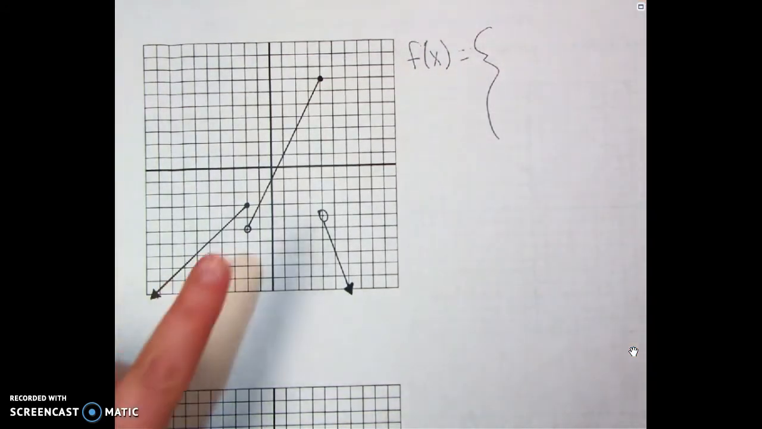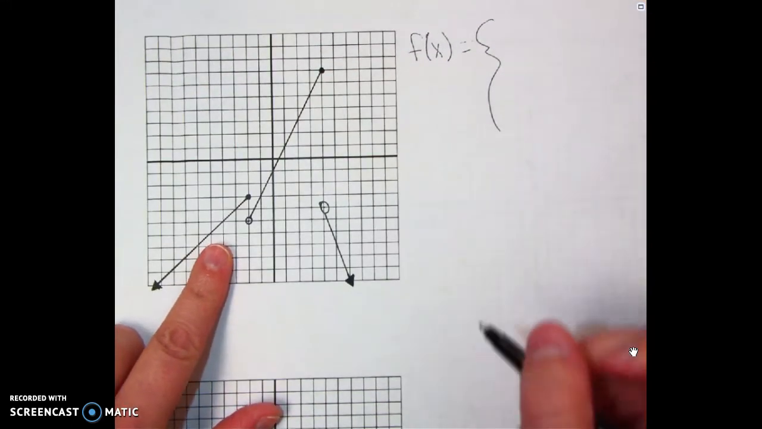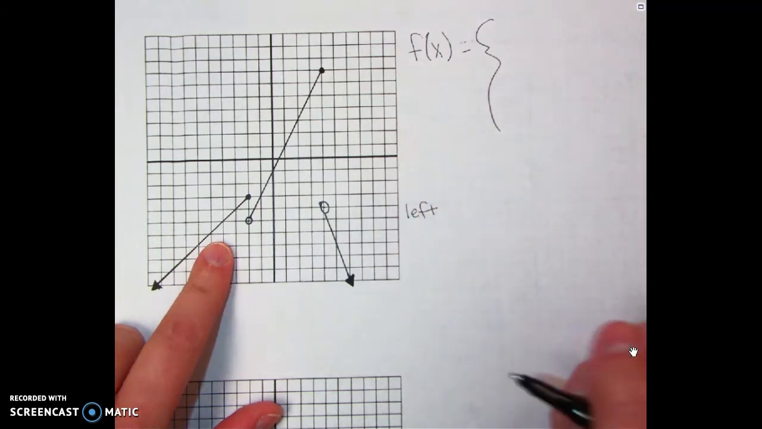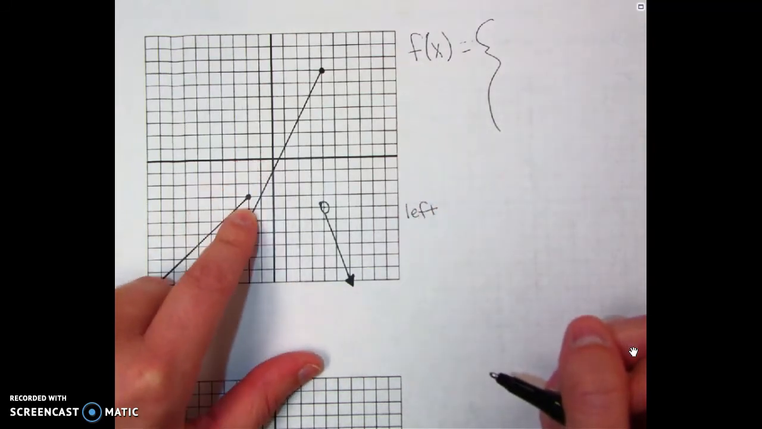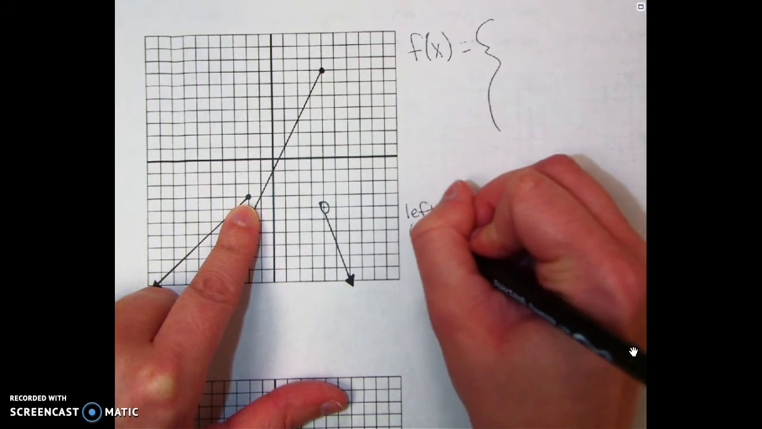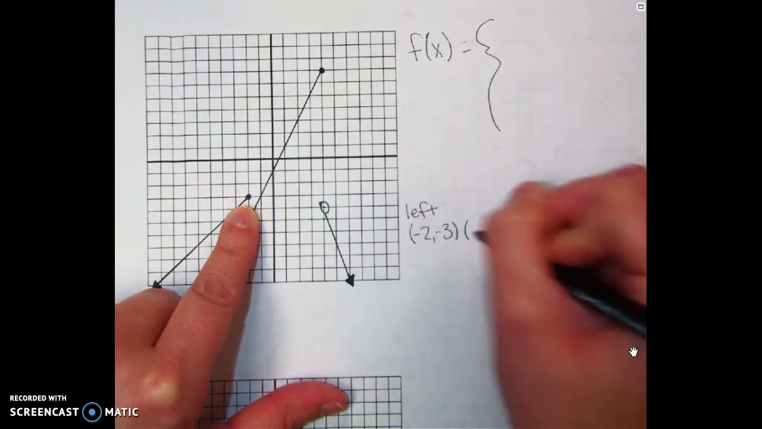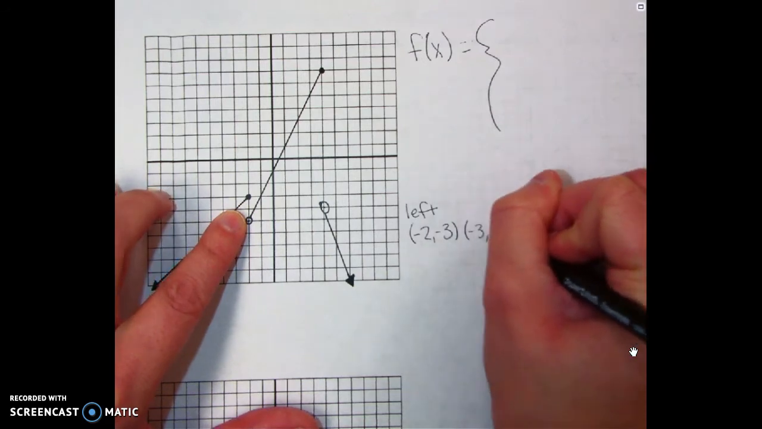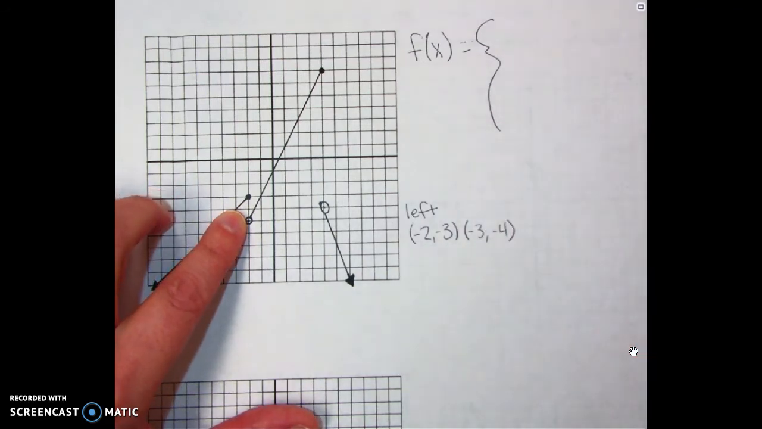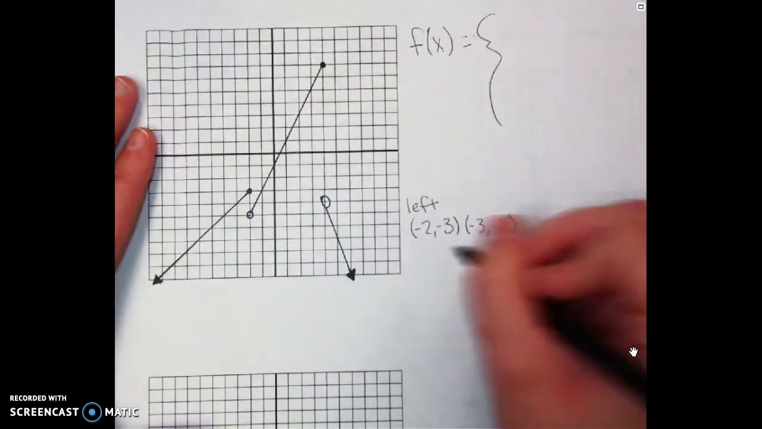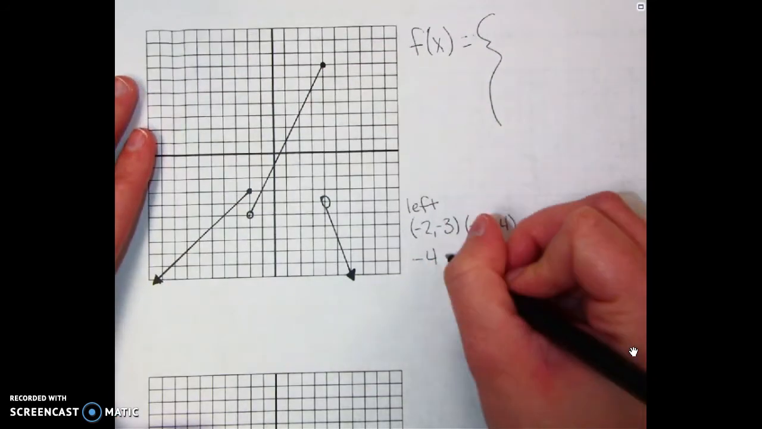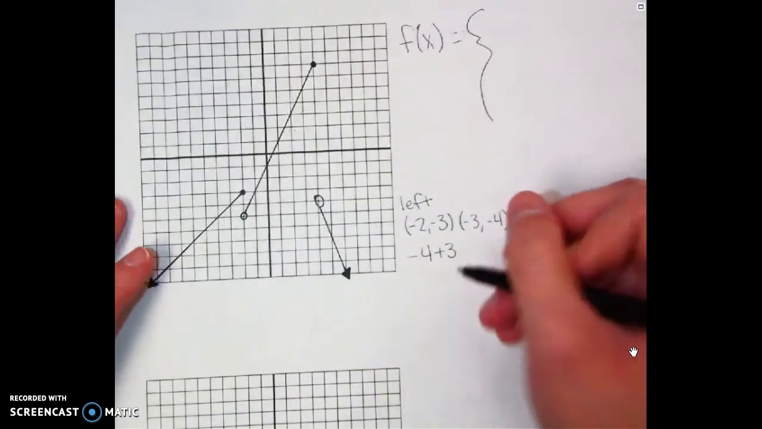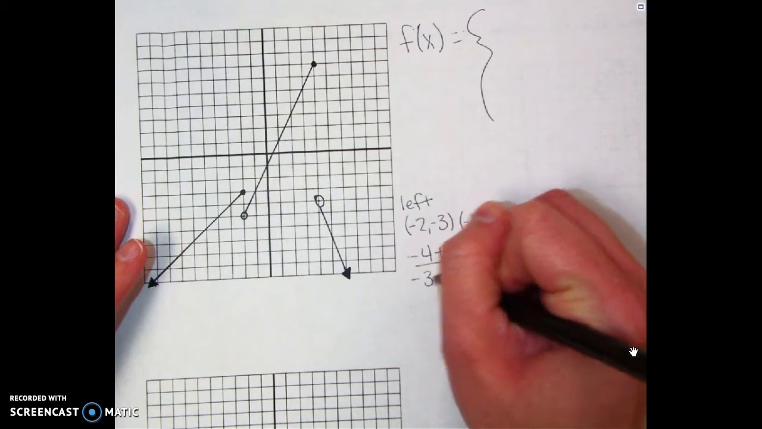Okay, one on the left. I'm going to find the slope again. I'm going to use the points negative 2, negative 3, and negative 3, negative 4. That's negative 4 plus 3, because minus a negative 3 is adding, and over negative 3 plus 2.